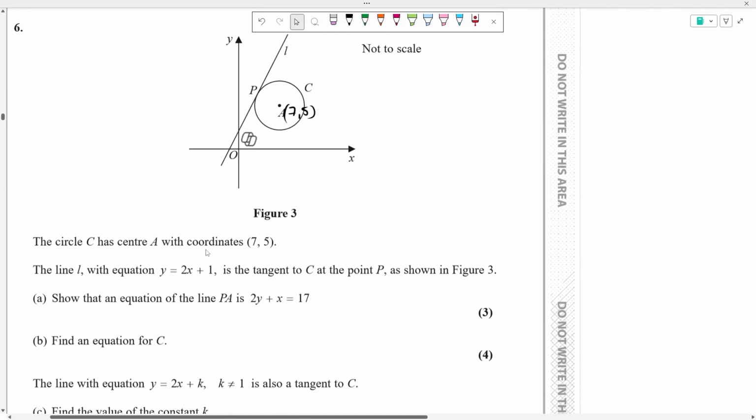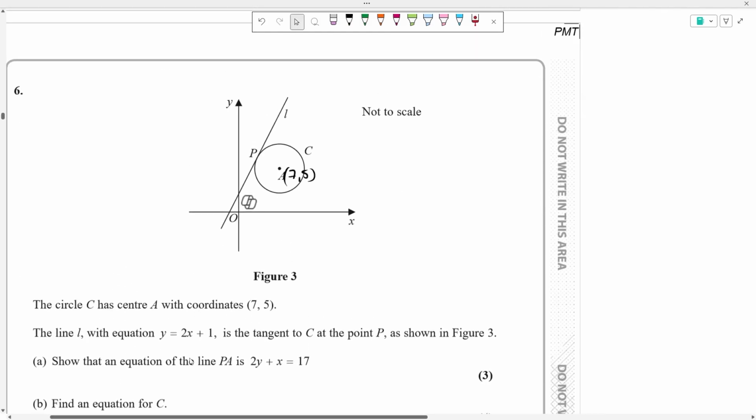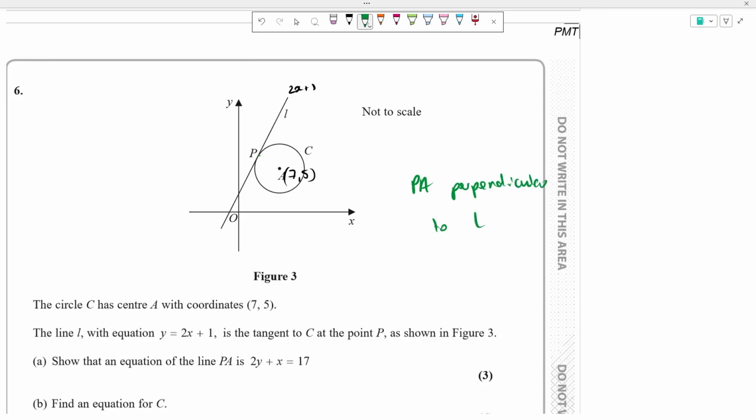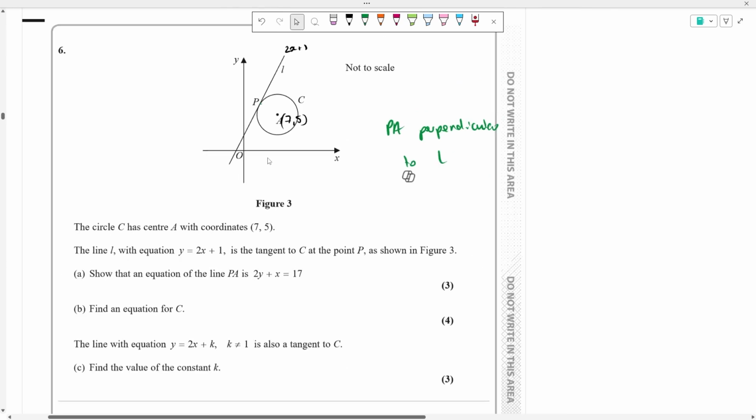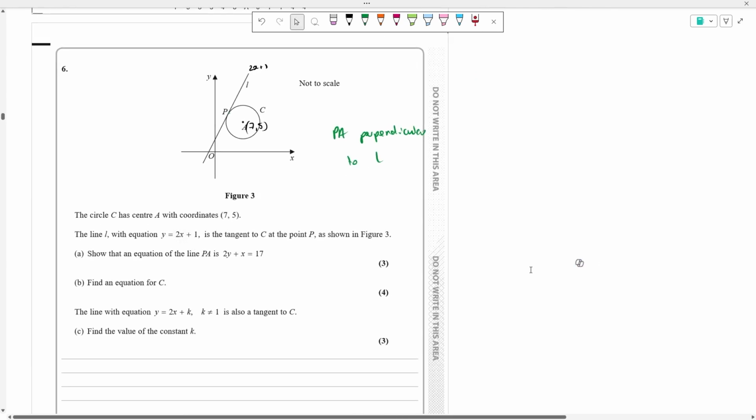Do we have the radius? We do not. What else can we do? It tells us that this equation is 2x plus 1. So that means that when it's a tangent, when it's PA, this is going to be a radius, right? When you have a radius to the tangent, this will always be 90 degrees. And that means that PA must be perpendicular to L. That means our gradient of PA must be the negative reciprocal of this. So for part A, gradient is your negative reciprocal.